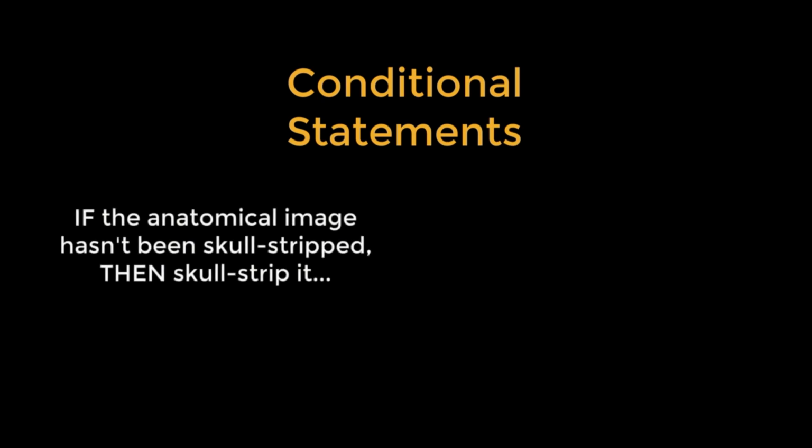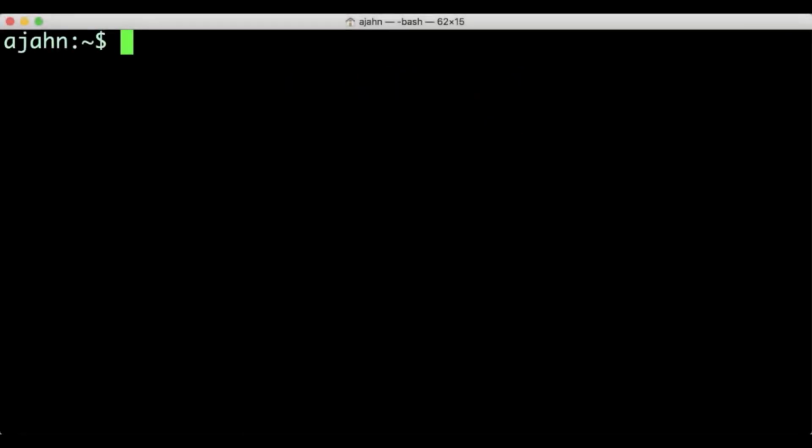For example, we might want to check the anatomical directory for whether the anatomical image has been skull stripped. If it hasn't been skull stripped, then do the skull stripping. If it has been stripped, then do nothing. Try this on your own computer.